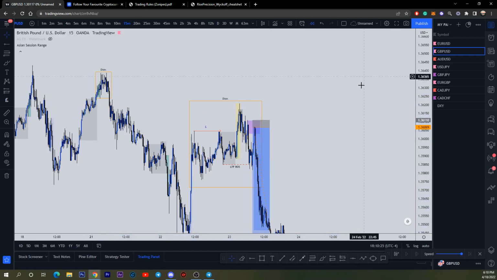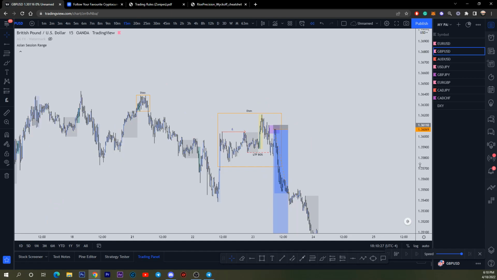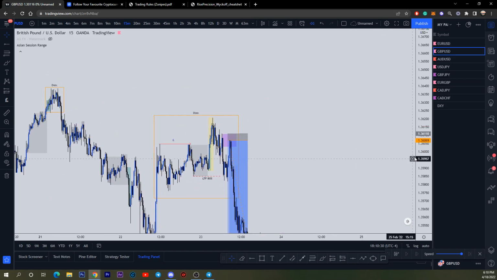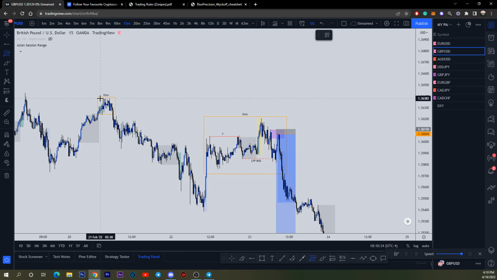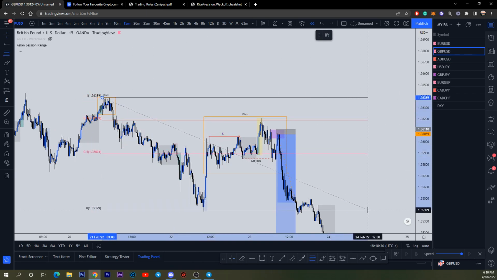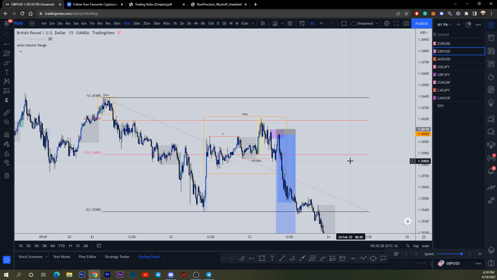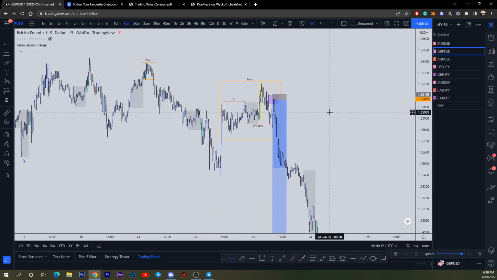So that's exactly where I wanted to get with this. All right, that's where I wanted to kind of get you guys and explain to you guys about the fibs and how you can use them. Now it's not an end all be all, right? It's just extra confirmation.